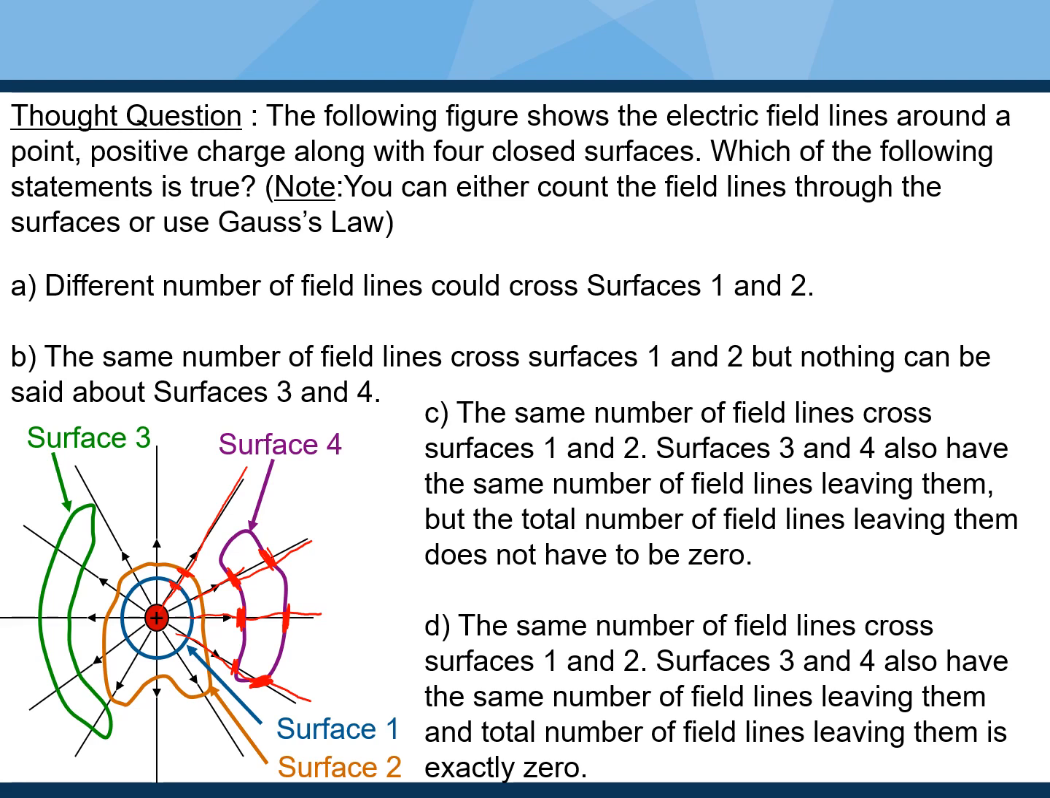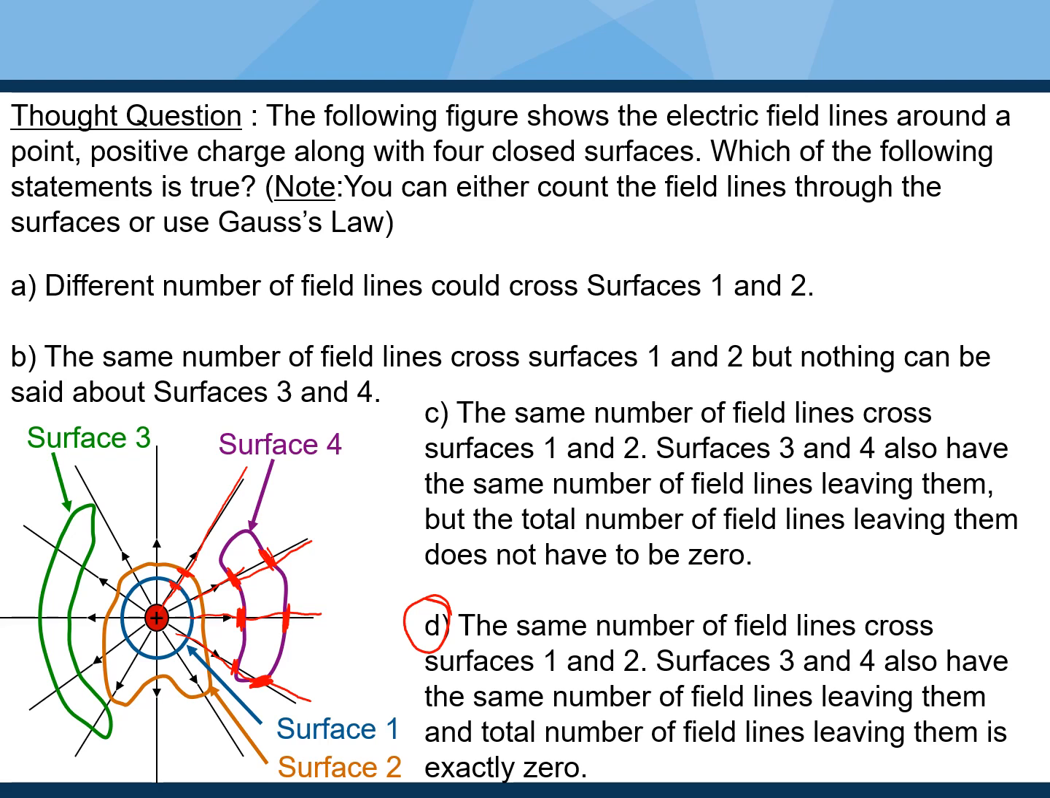Okay, so now that we have this notion, we can also have a more sophisticated way of thinking about surfaces 3 and 4 by basically saying that, look, surfaces 3 and 4 do not enclose any charge, and therefore, by Gauss's law, the net electric field lines, the net counting of electric field lines across those surfaces must in fact be exactly 0. So with that, we realize that D is the right choice for the answer.